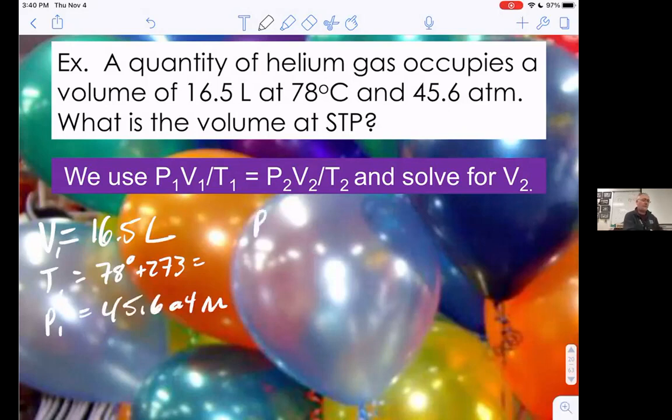For your P2 and your T2, it's standard temperature and pressure. So my T2 is going to end up being 0 degrees C, which is 273 K. And then my final pressure would be 1 atmosphere. And then you would just solve for V2. So I'll show you the work.